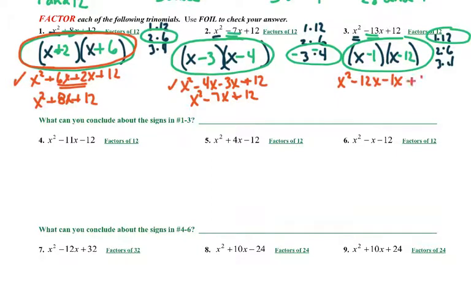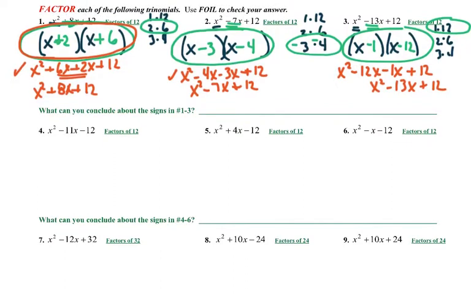Now, I'm not going to make you do the check, okay? I'm writing it down to show you why it works. A lot of times we get so good at it, actually, that we could just do the check in our head. So then I asked a question, what can you conclude about the signs in numbers 1 through 3? They are all the same sign, right? They're the same sign.